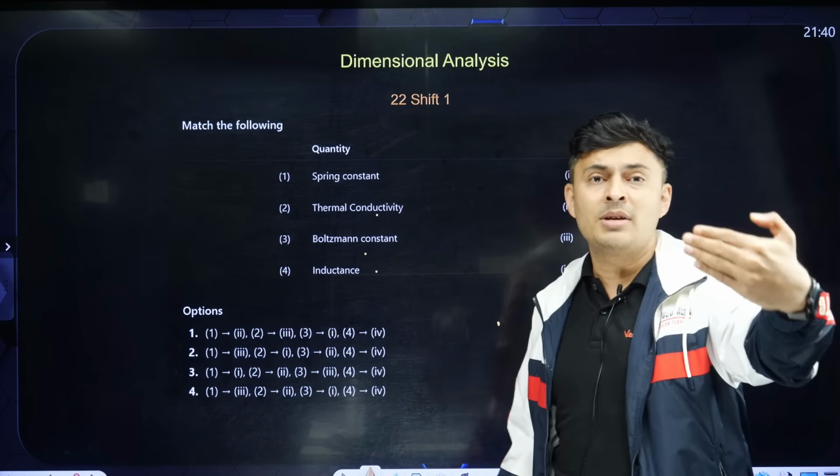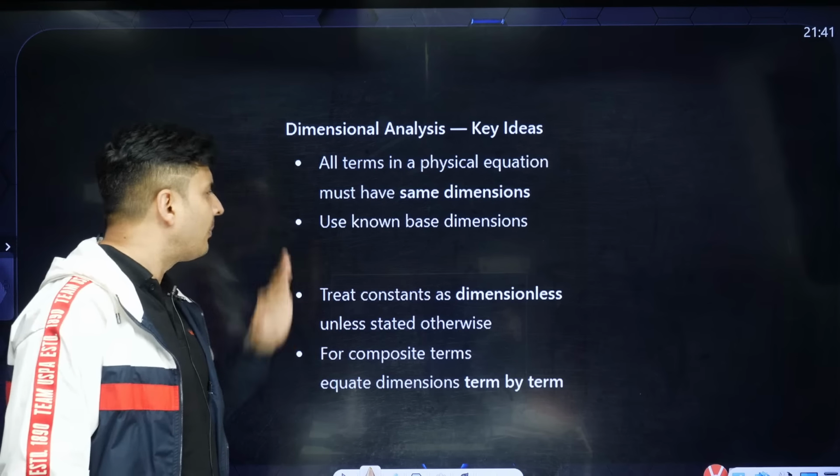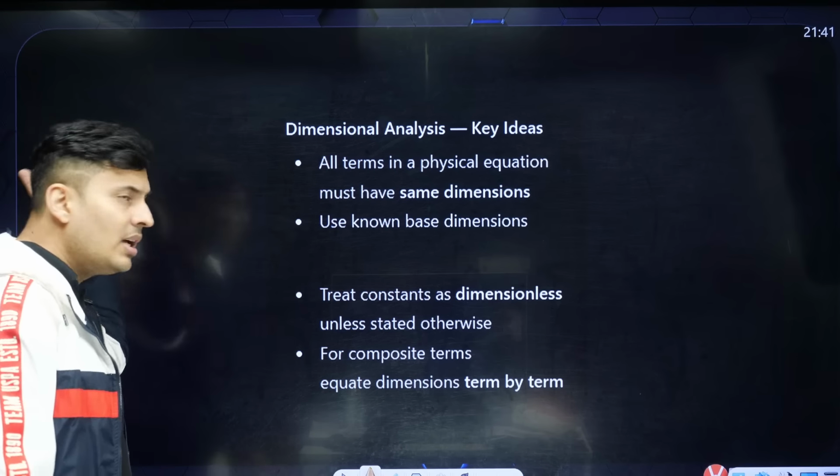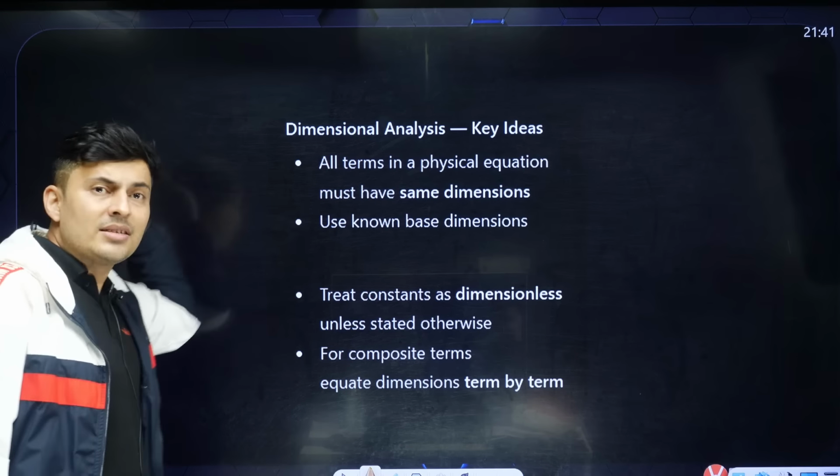Next. All terms in physical equations have the same dimensions; use known base dimensions and treat constants as dimensionless unless stated otherwise. Like the gravitational constant and Coulomb's constant, they are not dimensionless, they have dimensions. But for example, the time period of a pendulum is 2 pi root L by g, and that 2 pi is dimensionless. For composite terms, equate dimensions term by term, that means for addition and subtraction the dimensions are the same. These are the key ideas which I have seen repeated almost every shift, guys. It's like I am leaking the question paper to you.